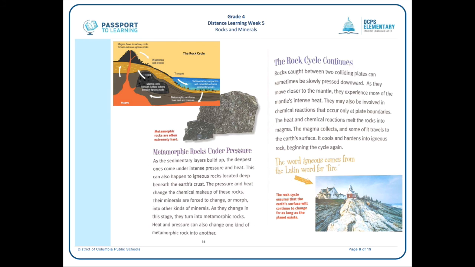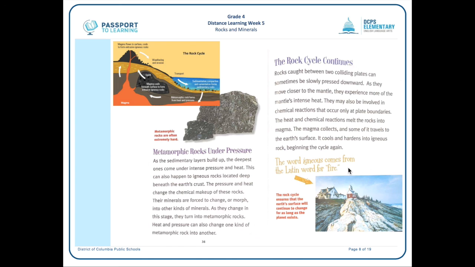The rock cycle continues. Rocks caught between 2 colliding plates can sometimes be slowly pressed downward. As they move closer to the mantle, they experience more of the mantle's intense heat. They may also be involved in chemical reactions that occur only at plate boundaries. The heat and chemical reactions melt the rocks into magma. The magma collects, and some of it travels to the Earth's surface. It cools and hardens into igneous rock, beginning the cycle again.